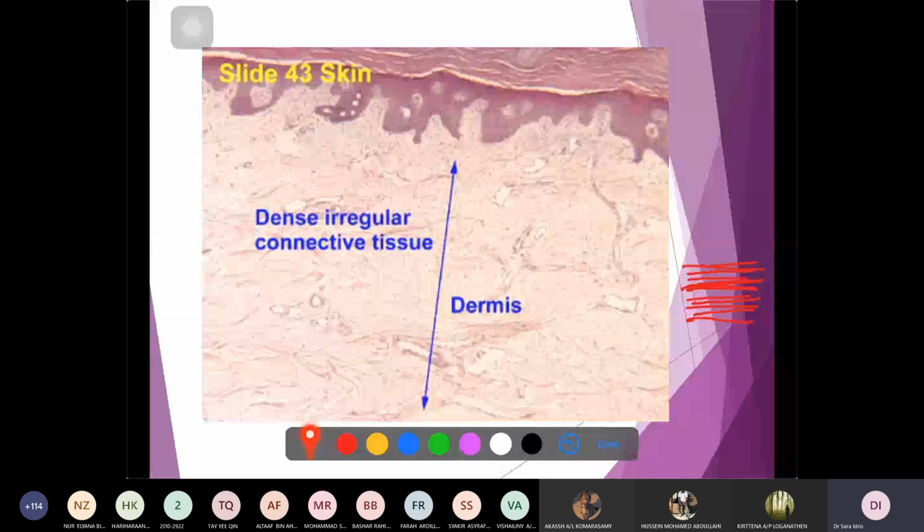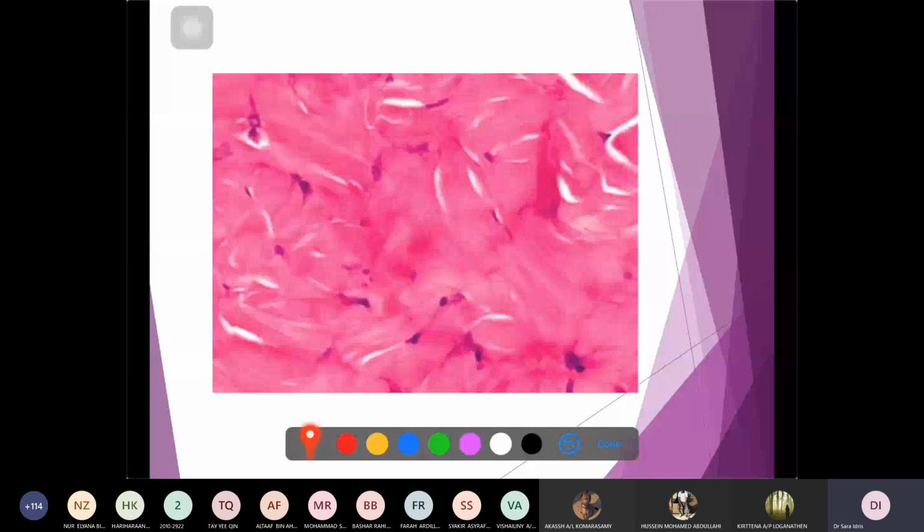Your skin is going to be moved in all kinds of directions. Okay, so that's why you have dense irregular connective tissue underneath your skin. If you have it in a regular pattern, it will not work. Okay, so again, another picture where you have fibers going everywhere. It's a bit chaotic, but it serves a function.